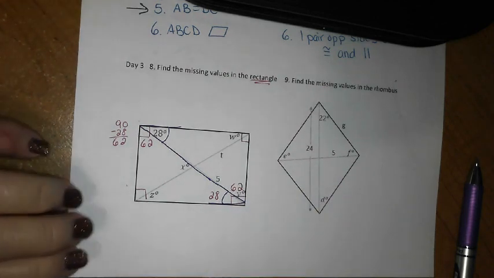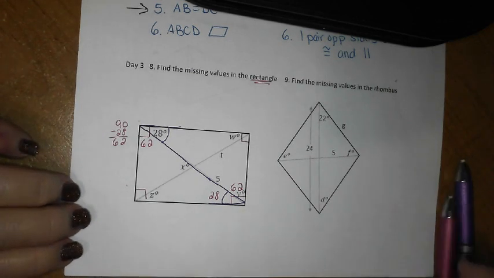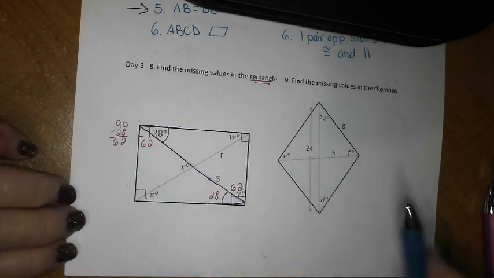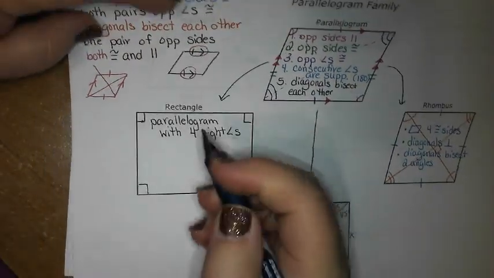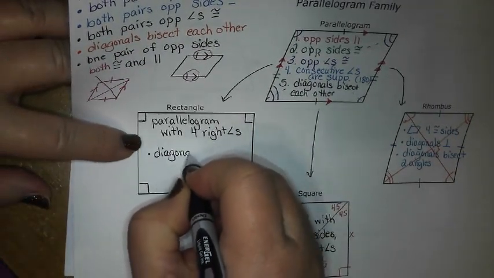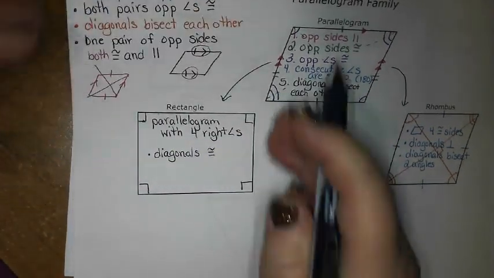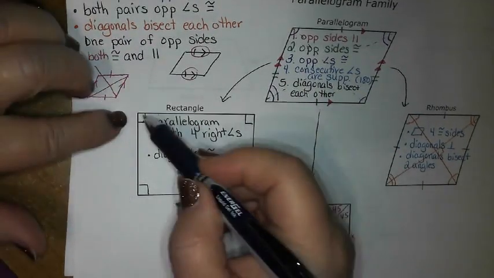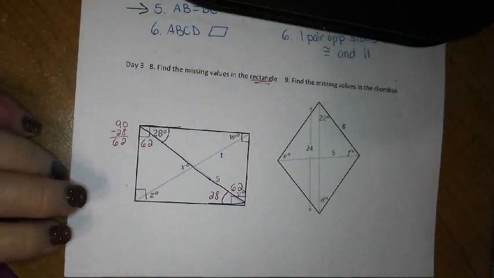That's helpful. Now, here's something to remember. You know how we said in a parallelogram the diagonals bisect each other? I forgot to mention that in a rectangle, the diagonals are congruent. Because we've squared everything up, now if I draw a line from here to here, it's going to be congruent to the other diagonal. So that's an important addition to our rectangle property.